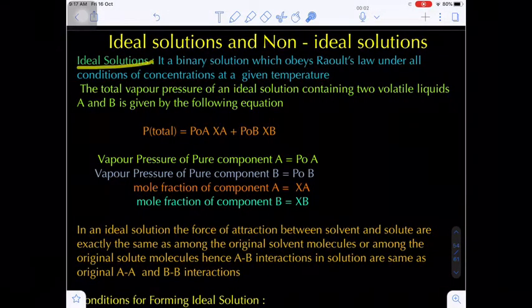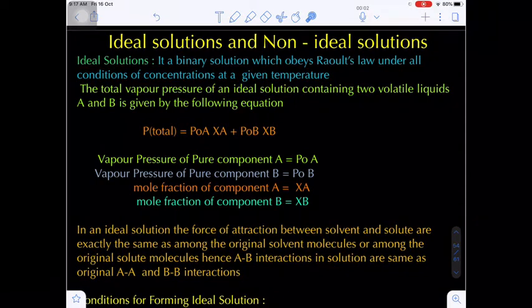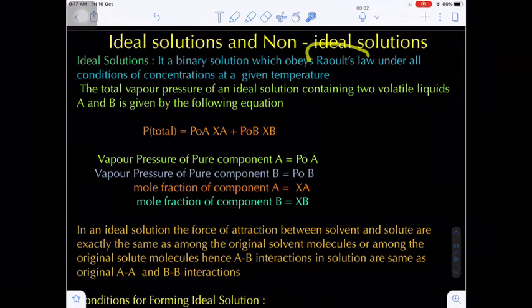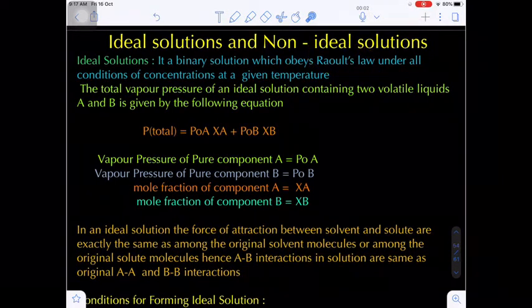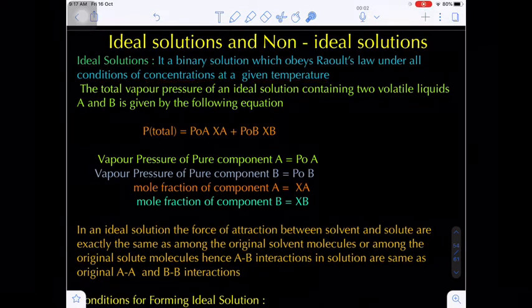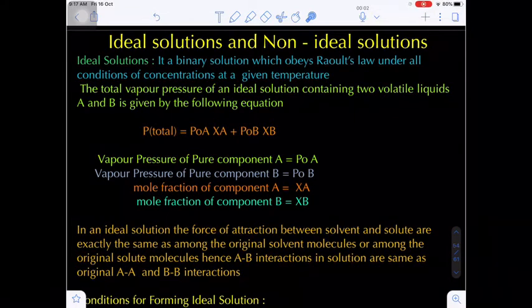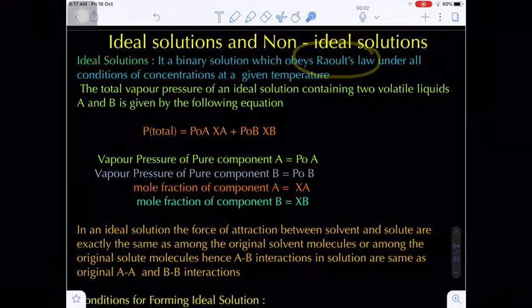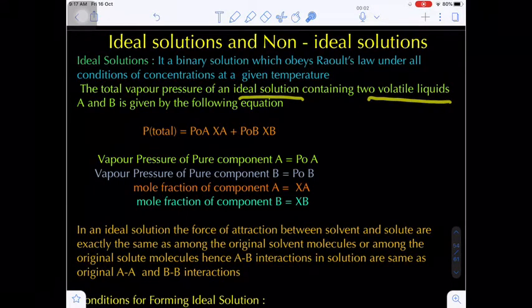Now, the definition of ideal solutions: the solutions which follow Raoult's law, which obey Raoult's law under all conditions of concentration at a constant or given temperature. This is the basic definition of an ideal solution. Let's consider an ideal solution containing two volatile liquids A and B.